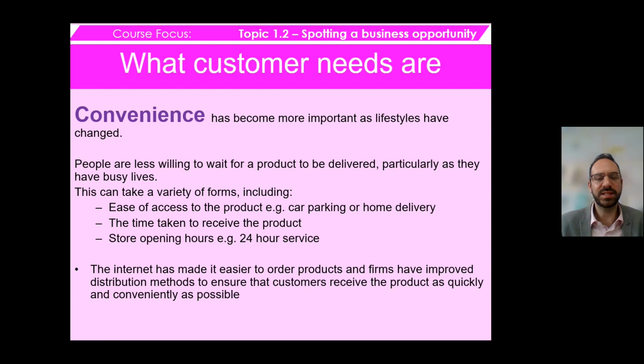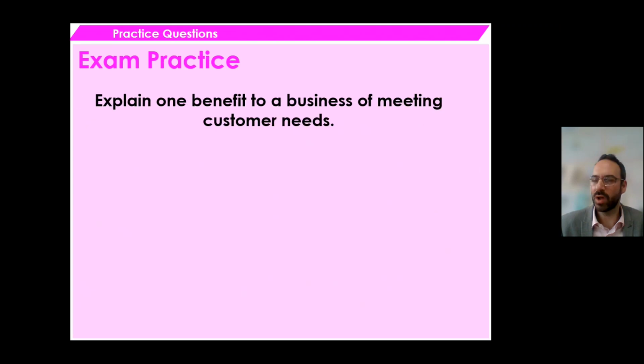So the internet has made it easier to order products, and firms have improved distribution methods to ensure that customers receive their product as quickly and conveniently as possible, because this is how they stayed competitive. Amazon has capitalized on this for their business model. All right, so that is part of customer needs, those 4 IDs that you need to remember: price, quality, convenience, and choice. They're the key IDs that you need to be able to unpack and remember. So remember those 4 and be able to explain why they are customers' needs.